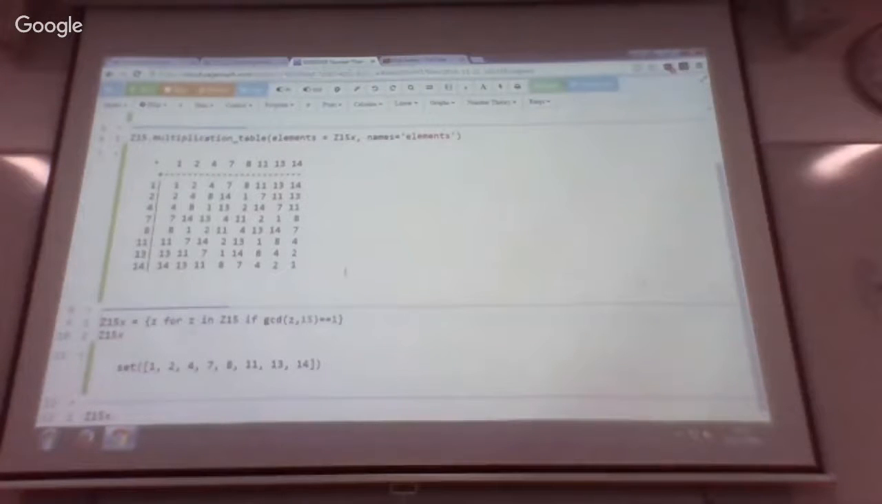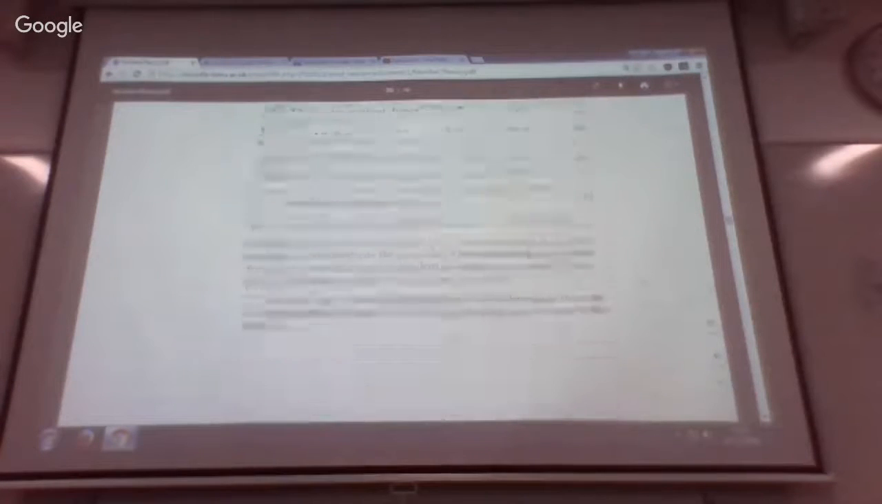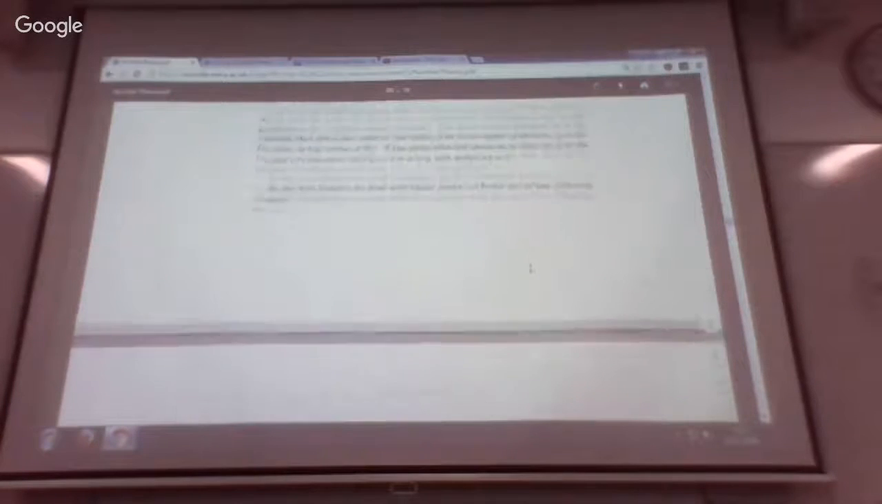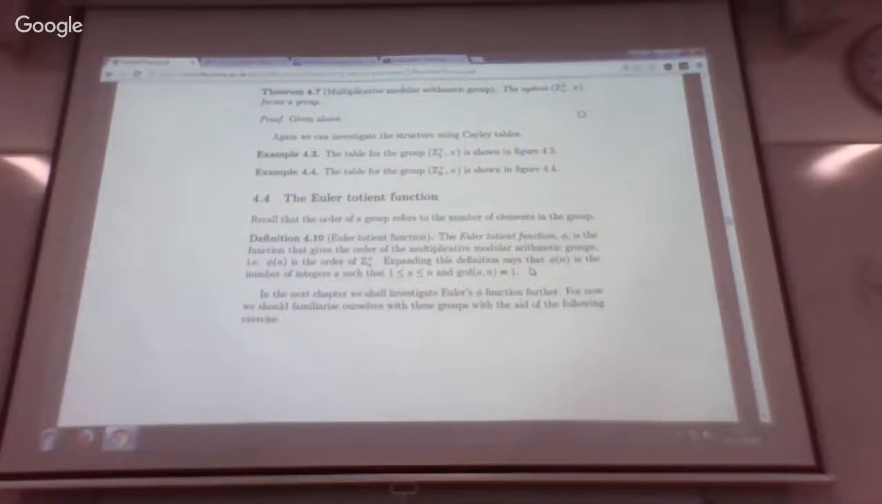Okay. Any questions so far, just on this section? Now, one reason we're doing this is because we want to be able to have a method for simplifying quotients.